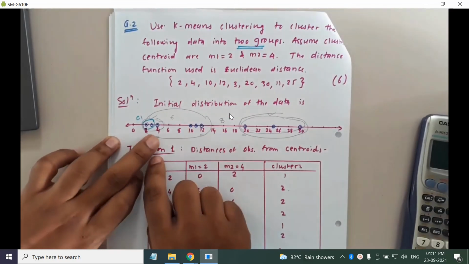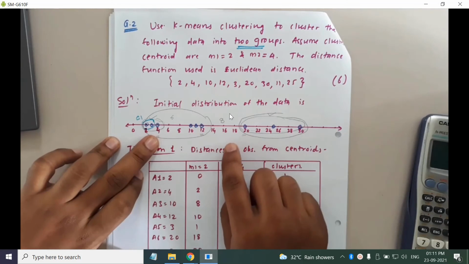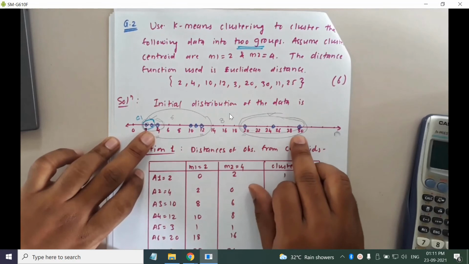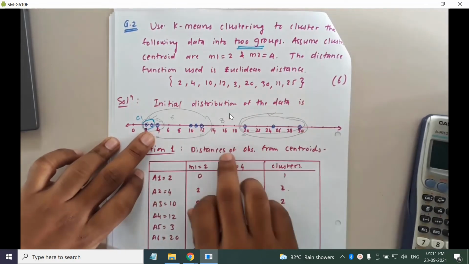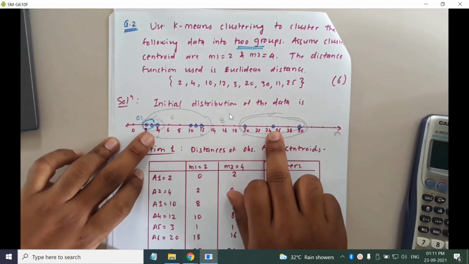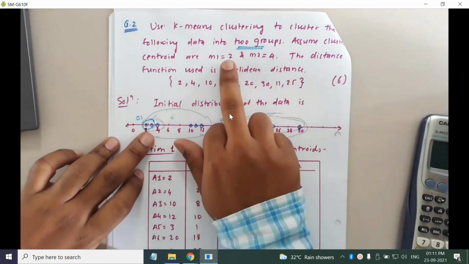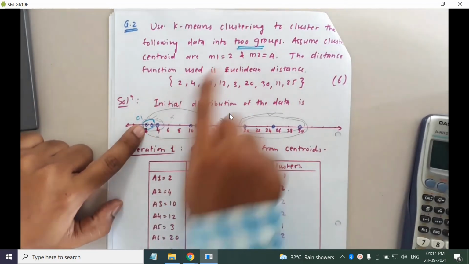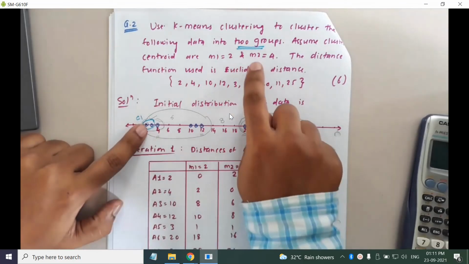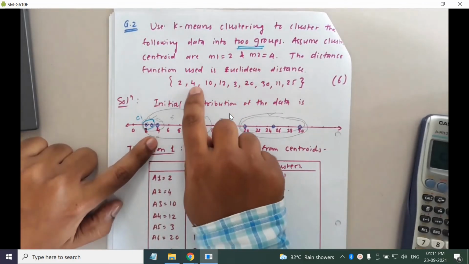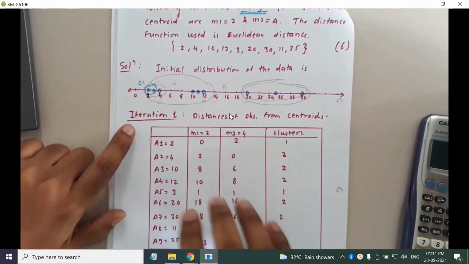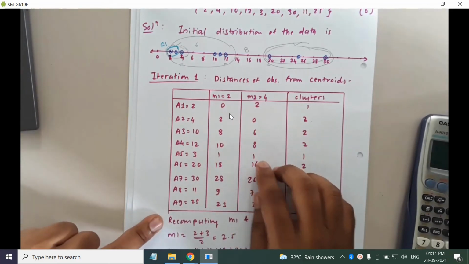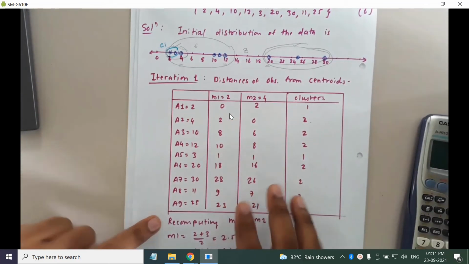Now see the initial plot. So you have 2, 4, 10, 12, then 3, 20, 30, 11, and 25. These are the data points given, and M1 is 2. So you have 2 as a data point, and M1 is also 2, which is here, and M2 as 4. We have a data point with value 4. So M1 equals 2, M2 equals 4, and then with the data points, calculate the distance. So it is just a subtraction.